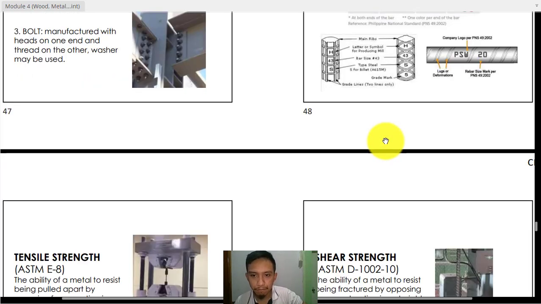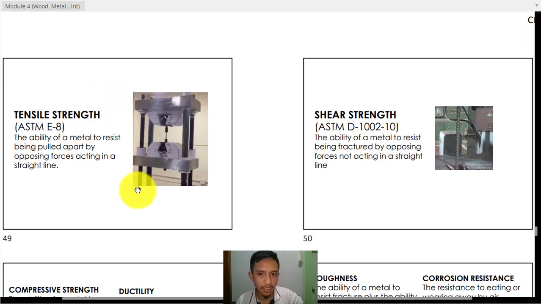Okay. And then we have here now the testing of your metals. Okay, so tensile strength. This is ASTM E8, that is the designation for tensile strength. So this is to test the tensile strength capacity of our steel. That could be any type of steel. It could be steel bar, corrugated or plain steel bars.